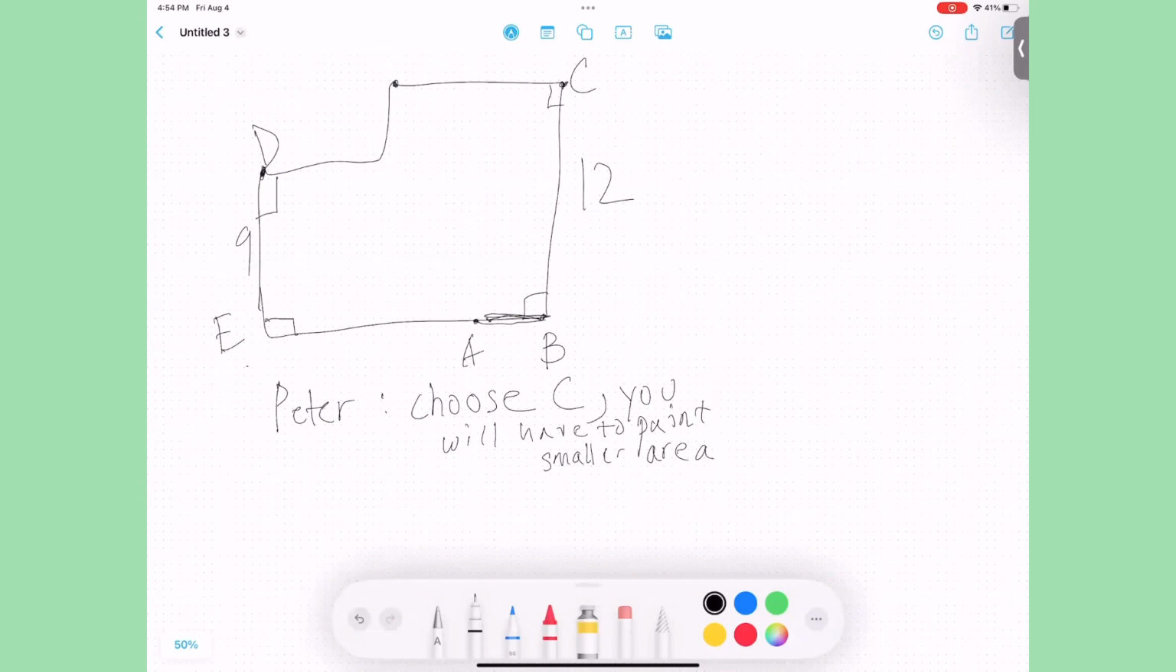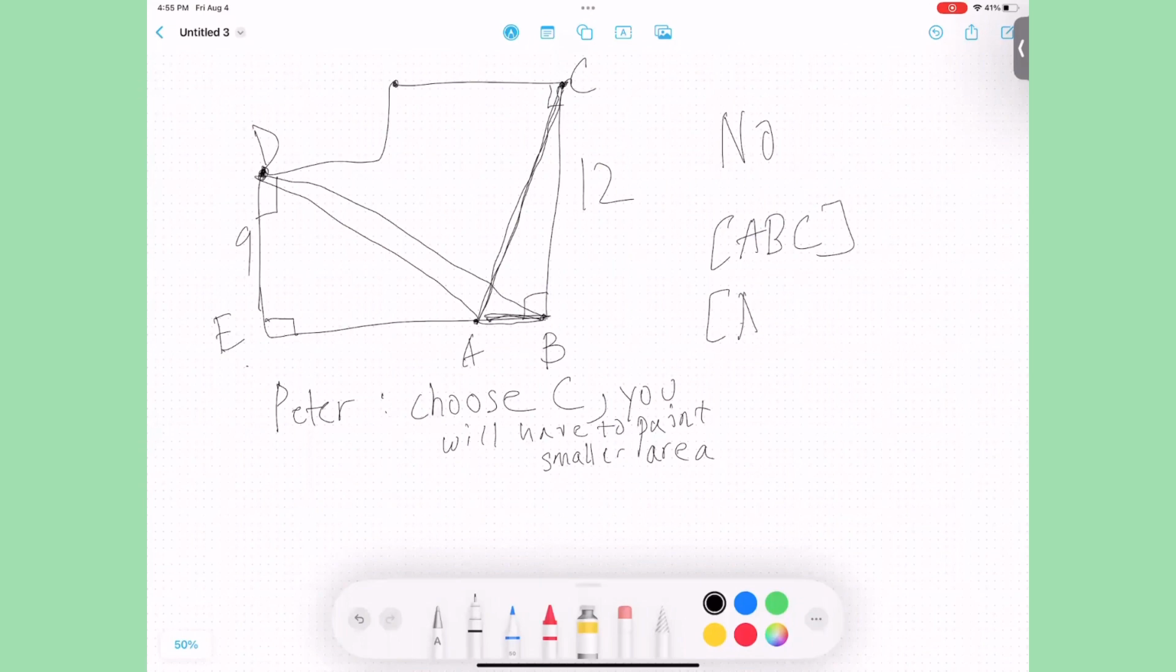So we'll just end the poll. The answer is actually no, because if you choose C or D as the third vertex of the triangle, this is basically triangle ABC if you choose C as the third vertex, and this is triangle ABD if you choose D as the third vertex. Where is the area greater?